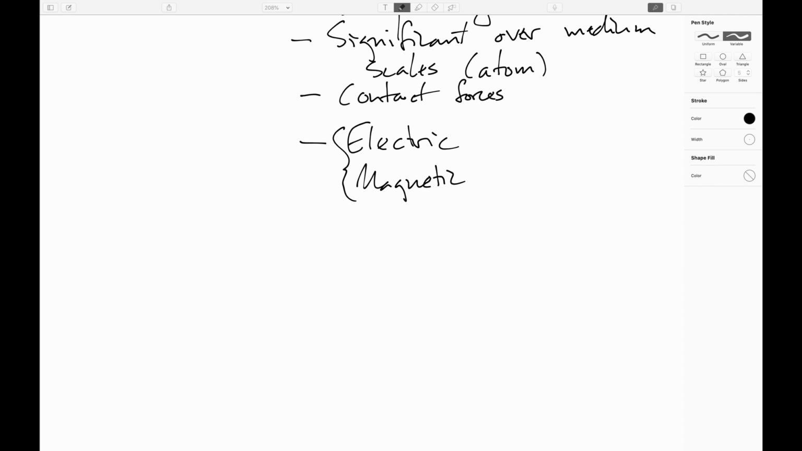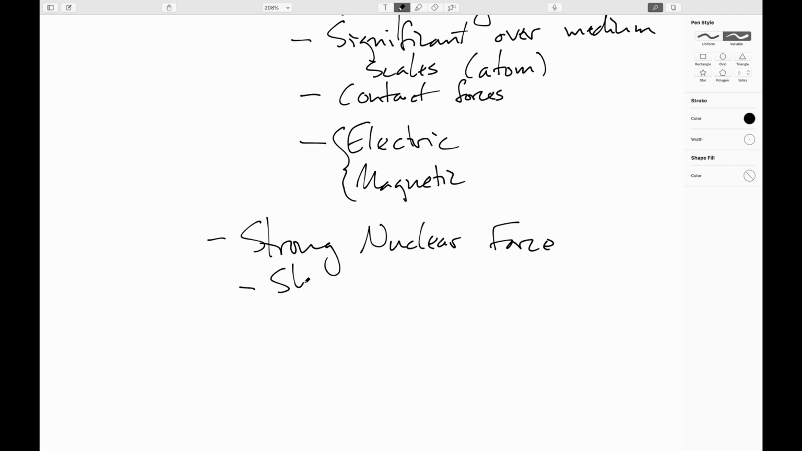So to finish off the fundamental forces of nature, the strongest of the forces of nature that we know about is the strong nuclear force. It's short range, although not as short as the electroweak. Basically, its range is, say, within a nucleus.